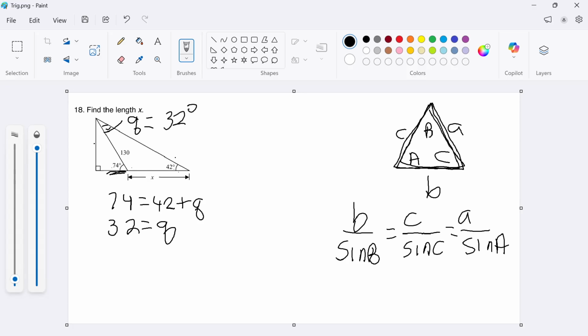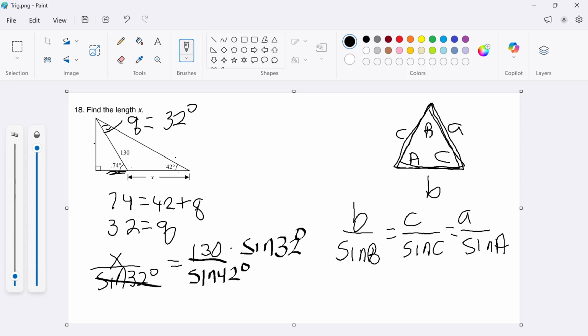So now I can use the law of sines. X over sine 32 degrees equals, and then I get 130, the side opposite the angle. I want this one, 130 over sine of 42 degrees. Then I multiply both sides by sine of 32. And so that's what x is. X is equal to 130 times sine of 32 degrees divided by sine of 42 degrees.